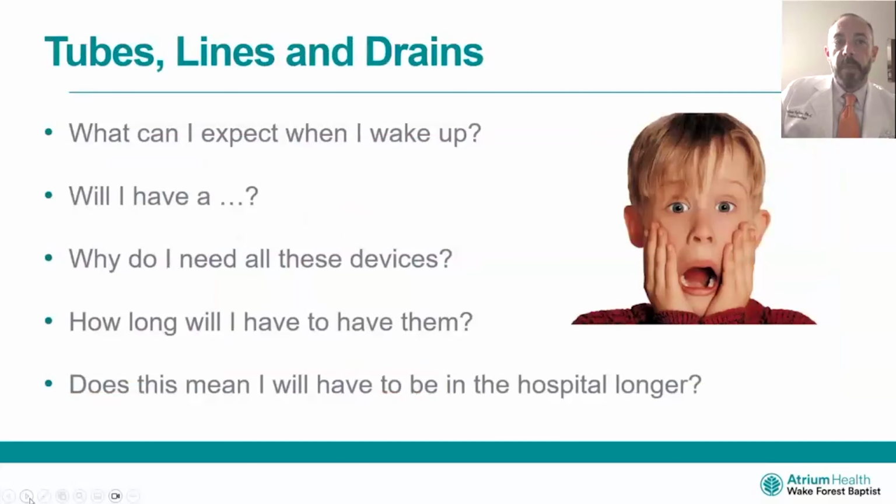So when it comes to tubes, lines and drains, most of us have some familiarity with them from visiting family or friends in the hospital, or seeing them used on a television program or movie. But there's a lot of misunderstanding as to what they are and the role that they play in the recovery process. Some of the common questions that patients will have when they anticipate a surgery are: what can I expect when I wake up from surgery? And will I have, and you can fill in the blank, the type of tube or drain that they're concerned about having? They often want to know, why do I need all these devices? How long will I have them? And does having these tubes or lines mean that I need to stay in the hospital longer?